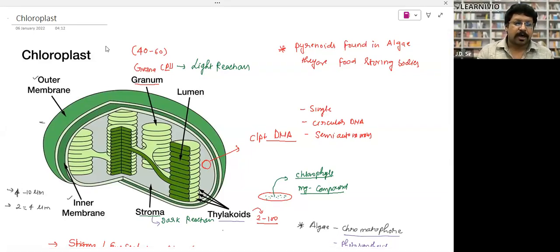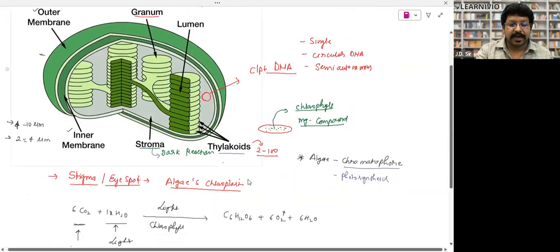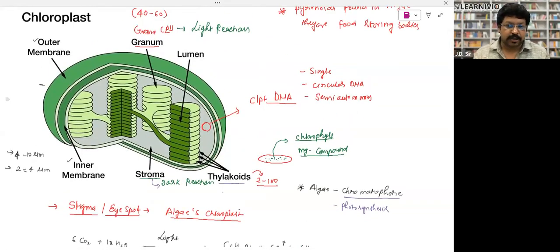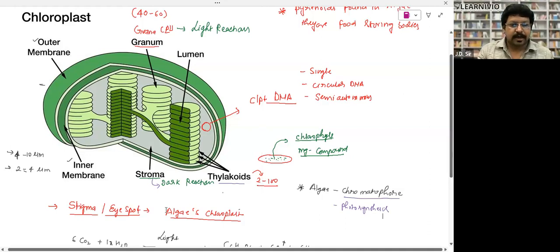Sorry, these structures are called thylakoids. I'm sorry. The chloroplast may have 40 to 60 grana, right? And every granum is made up of structures called thylakoids, 2 to 100 thylakoids, right? Inside thylakoid, there is a pigment called chlorophyll. Chlorophyll is a magnesium compound. That is very important. Like the mitochondria, it also has its own circular DNA, right? This is called chloroplast DNA, right?